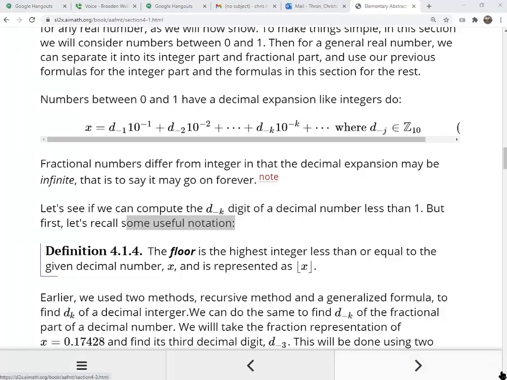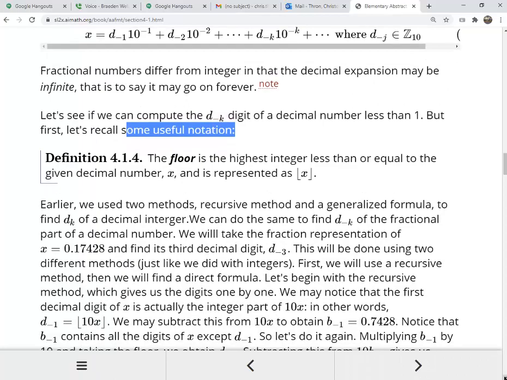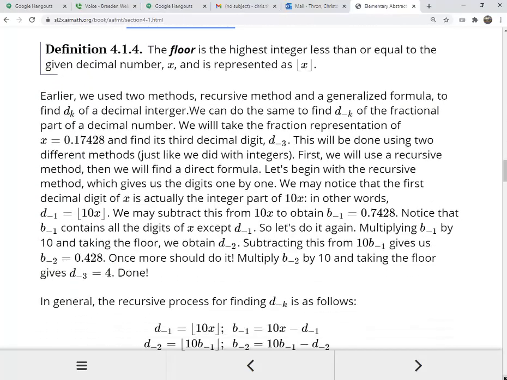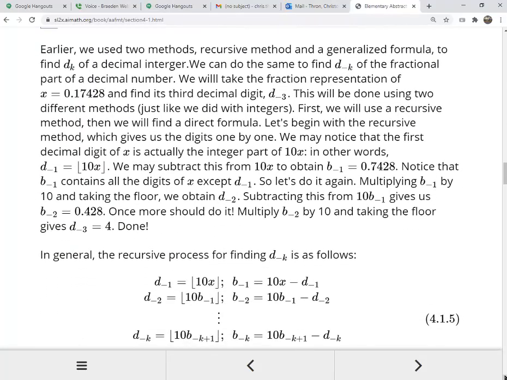All right, so let's go down here. This example of 0.17428. Okay, all right. So let's see. We want to find its third decimal digit. Okay, so we're going to use two different methods like we did with the integers. First, we use recursive, and then we'll find the direct formula. First, let's use the recursive method. Find the digits one by one.